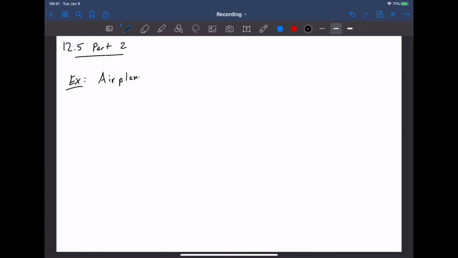I have two airplanes. Airplane 1 is going to follow line 1, which has x equals 1 minus 2t, y equals negative 1 minus 3t, and z equals negative 2 plus t. And airplane 2 is going to follow path L2, line 2. And we're going to have x equals negative 3 plus t.